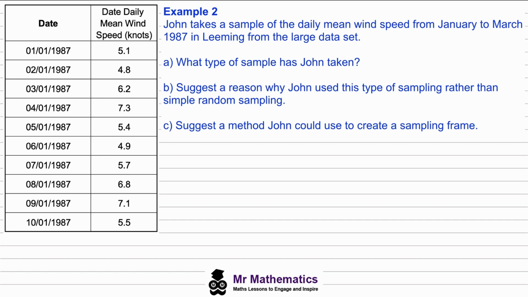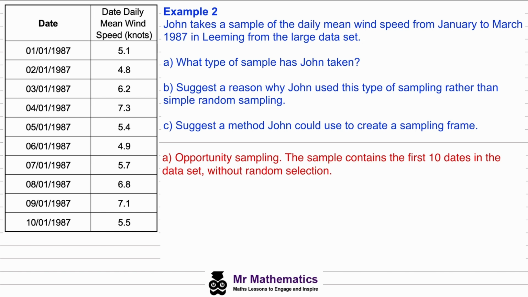Okay, so welcome back if you had a go. So for part A, the type of sample he's taken is opportunity sampling because the sample contains the first 10 dates in the dataset without random selection. You can see the 1st of January, 2nd, 3rd, 4th, and so on.